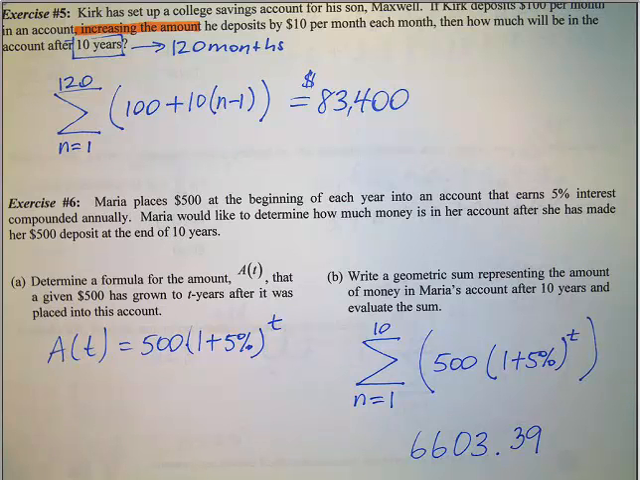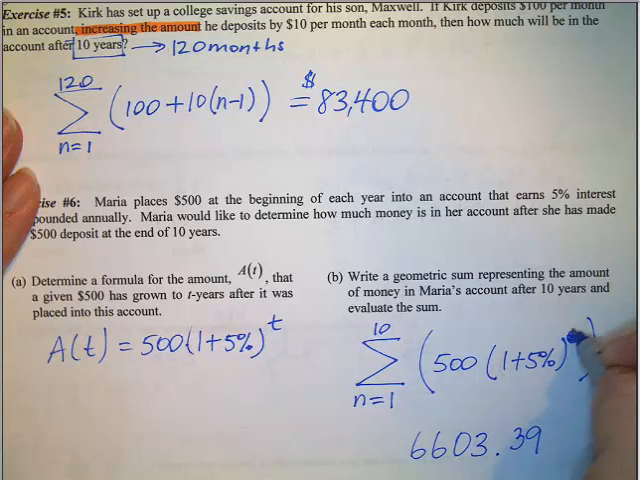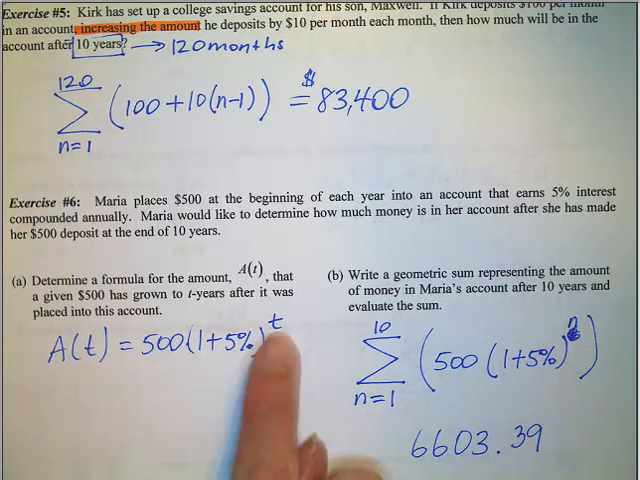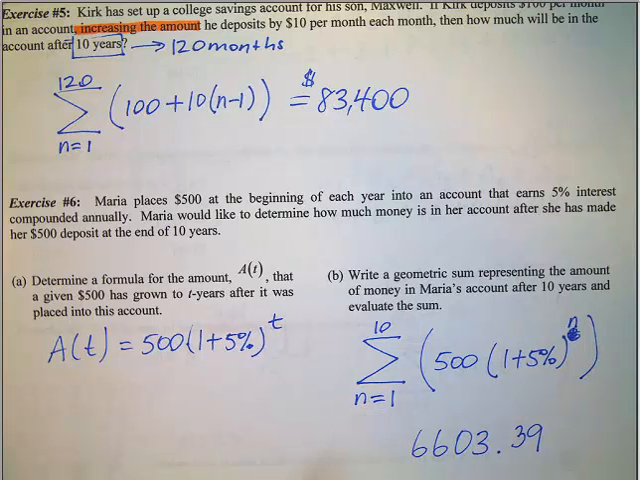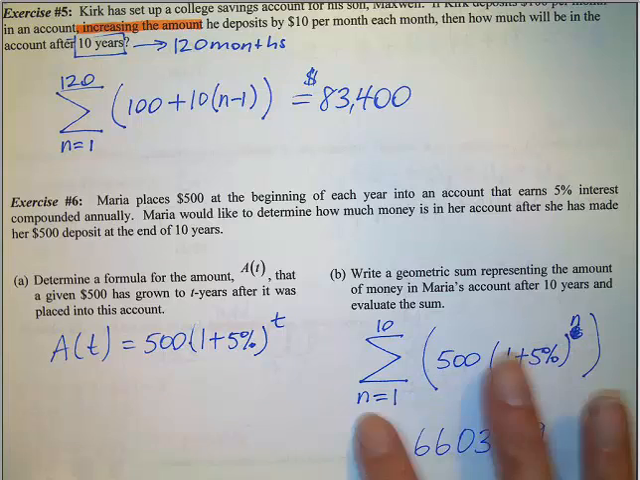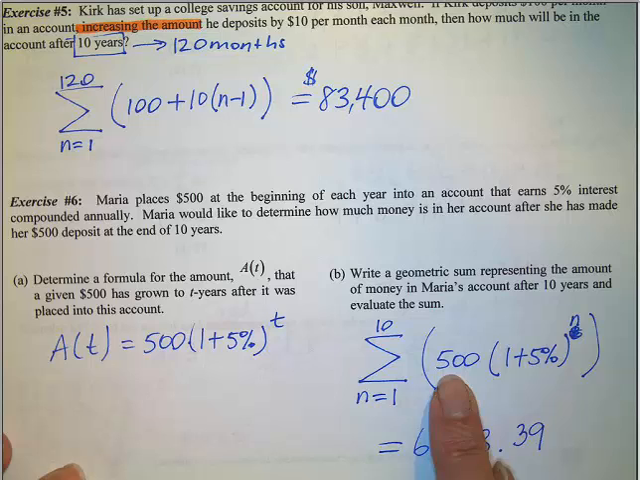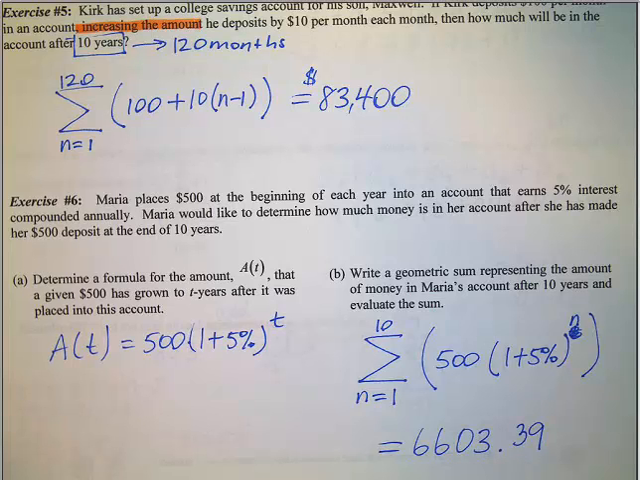Now, I made a mistake in here. This should have been an N because these have to match. Okay? If I was going to use the T from here, this would have to be a T. But most of the time I use N or X. That's the most common. So these have to match. Otherwise it won't work. All right? So if we started with $500 and we only make 5% interest, we're not adding any money in, then we end up with $6,603.39. Good luck!